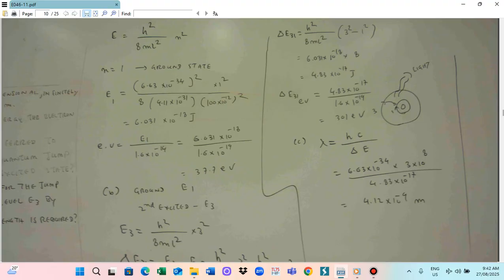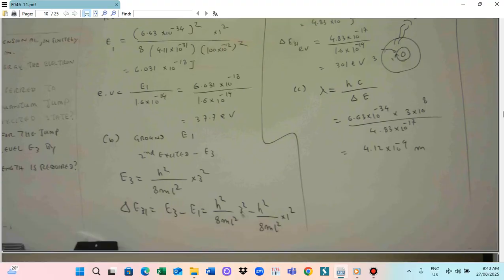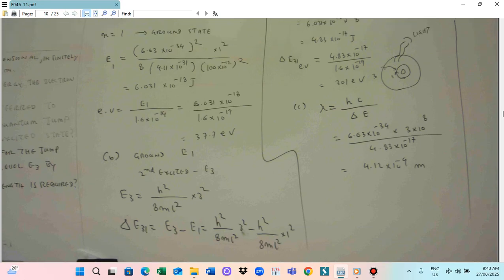And another one is how much energy must be transferred to the electron if it is making the quantum jump from the ground state to the second excited state. Ground state is 1, second excited state is 3. So this is called 1 and 3 difference. The ground state is E1, the second excited state is E3. So E3 can also be calculated.